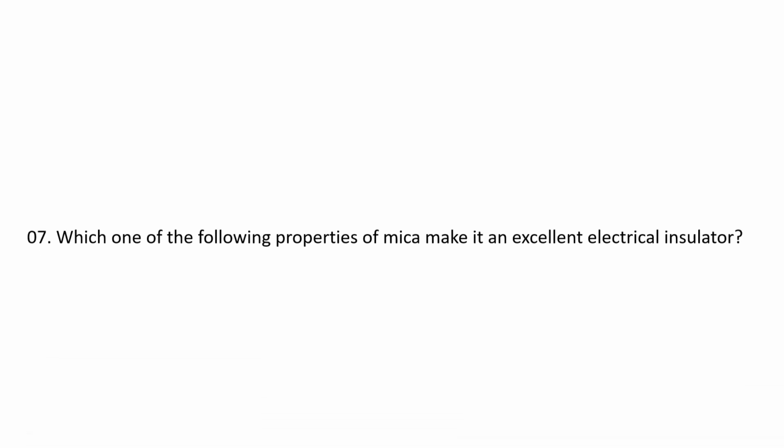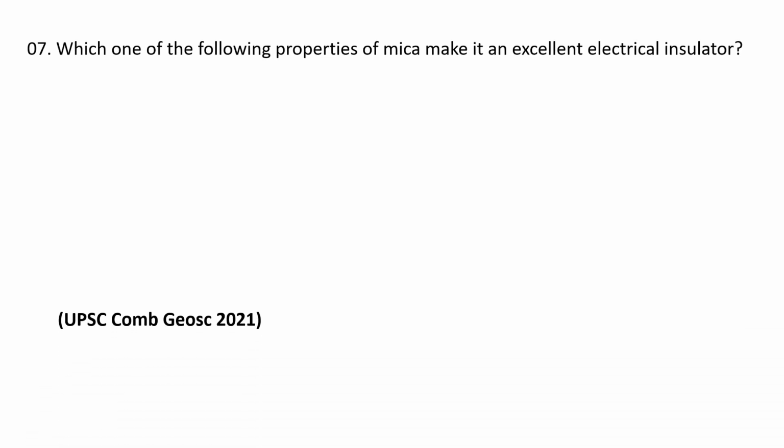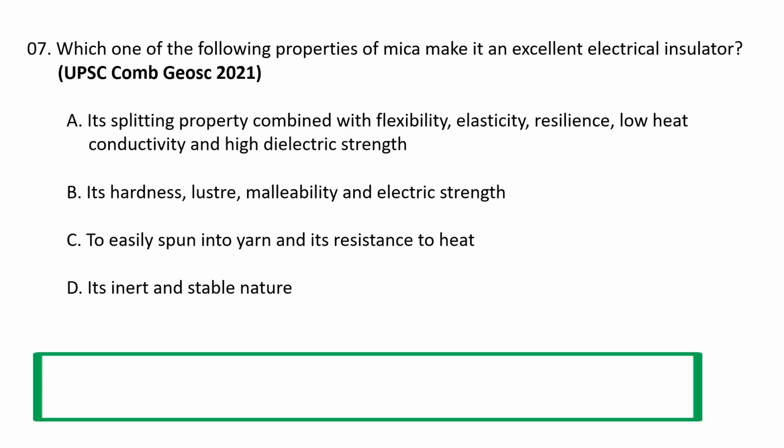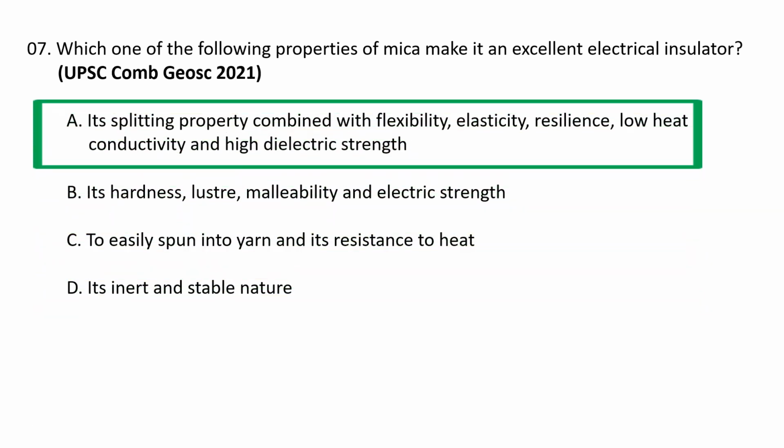Next question. Which one of the following properties of mica make it an excellent electrical insulator? A. Its splitting property combined with flexibility, elasticity, resilience, low heat conductivity and high dielectric strength. And B. Its hardness, luster, malleability and electric strength. C. Easily spun into yarn and its resistance to heat. And D. Its inert and stable nature. So the correct option is A. It has a splitting property combined with flexibility, good elasticity, resilience, low heat conductivity and high dielectric strength. All these properties make mica an excellent electrical insulator.